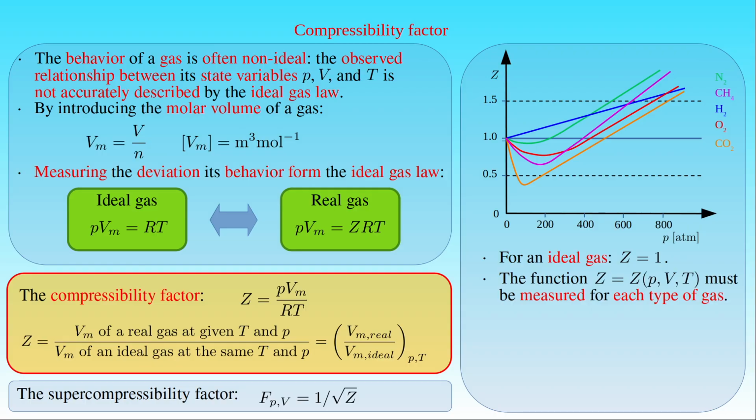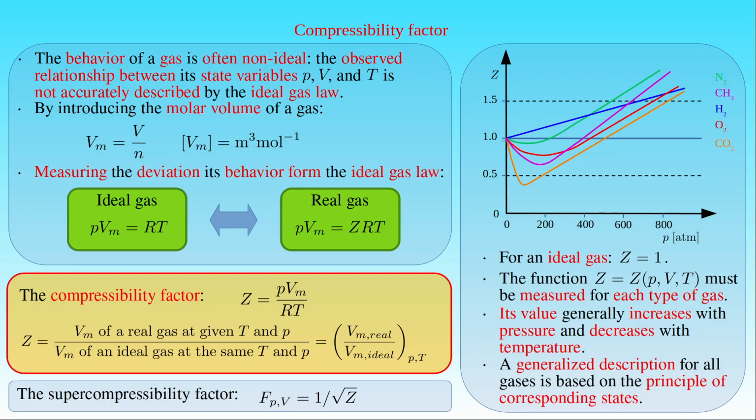We can also see that its value generally increases with pressure and, as we will see, decreases with temperature. Although each type of gas has its own unique compressibility factor represented by the different curves in the diagram, it is possible to give a general description for all gases based on a theorem called the principle of corresponding states. This principle will be presented when we construct a more realistic equation of state for real gases, and we will apply a universal description of the deviation factor as a consequence of the theorem. We will see that such a description provides a general method to determine this factor for each gas from measurements.